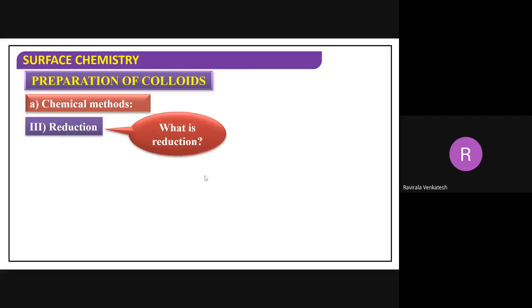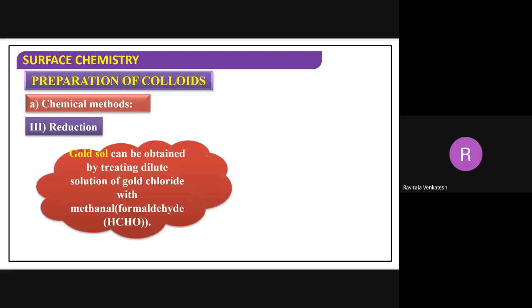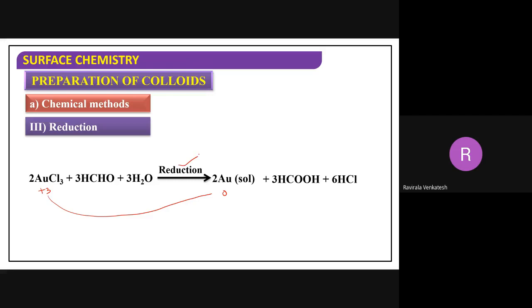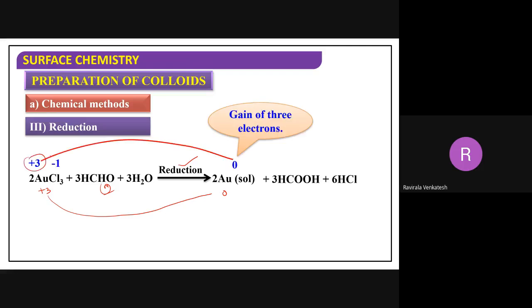Next, the reduction reaction. What is a reduction reaction? Addition of electrons. Take this example for reduction. I have taken gold chloride reacting with formaldehyde and water. This gold chloride is converting into gold sol. If you observe, the gold has a +3 oxidation state, and this is 0 oxidation state. So the conversion of +3 into 0 is called a reduction reaction, gaining of electrons. And formaldehyde will undergo oxidation. So, gold chloride converts into gold sol, a colloid solution, by reduction.